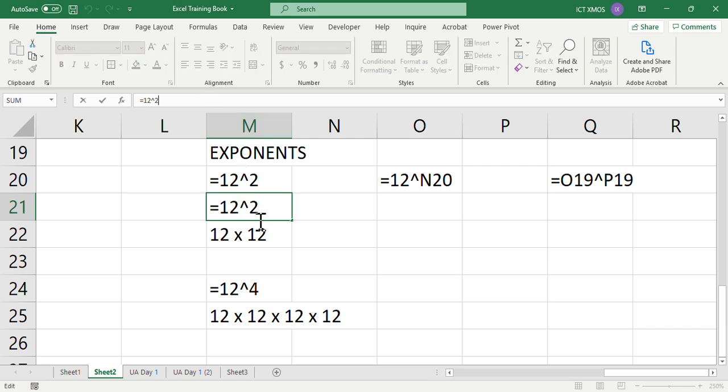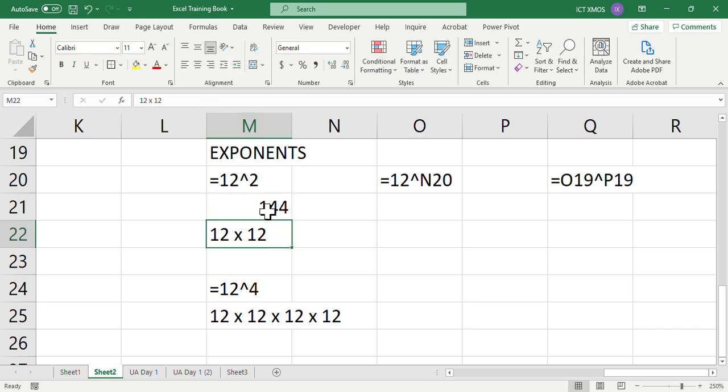My screen is blank. 12 raised to power 2. Yes. This 144. Yes. I use the question mark sign to do it, but when I click, the answer did not appear. It's not question mark.